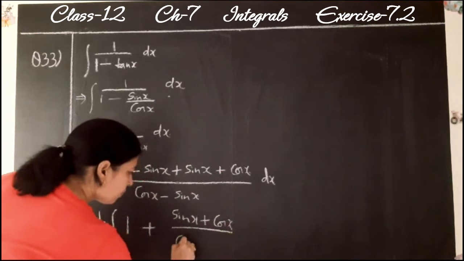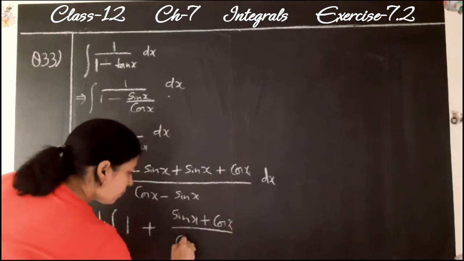Now write them separately. So this will be 1 by 2 integral 1 dx. So write here dx. This one is plus 1 by 2. Here it is 1 by 2, so it will be multiplied here. So it is 1 by 2 integral (sin x plus cos x) divided by (cos x minus sin x).